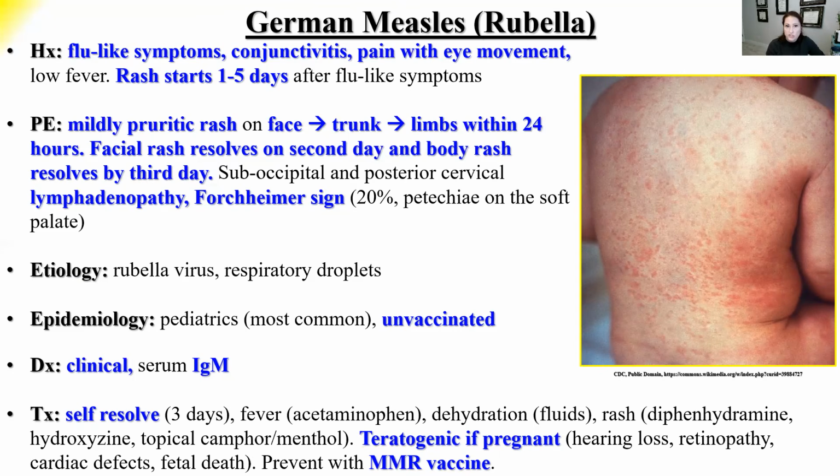Again, it was a childhood disease. We don't commonly see it much anymore, but think about this in our unvaccinated patients. This is a clinical diagnosis, but you can also run an IgM titer if you're not sure.